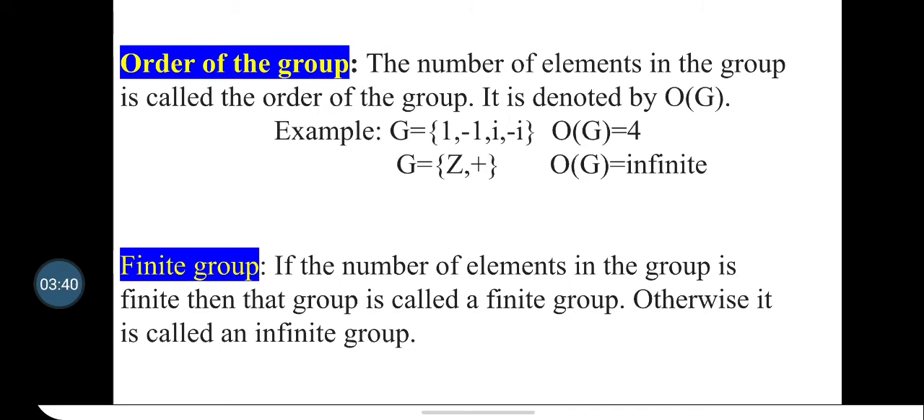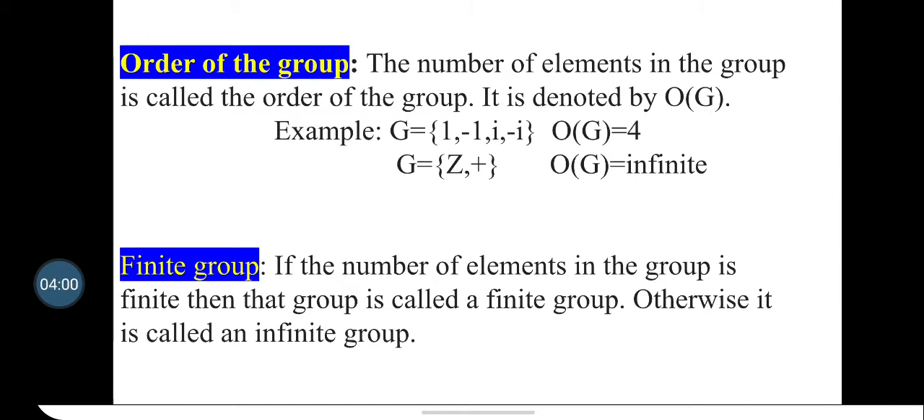Next, the order of the group, which is very simple. The number of elements in the group is called the order of the group. It is denoted by o(G). For example, if you take G = {1, -1, i, -i}, it is a group with respect to multiplication. Here o(G) = 4 because G contains 4 elements.